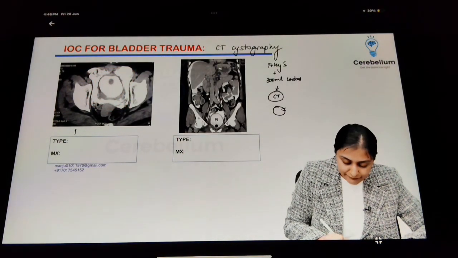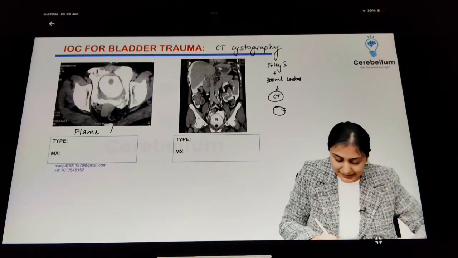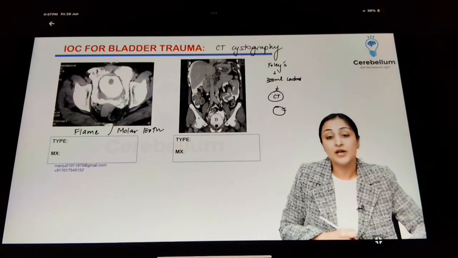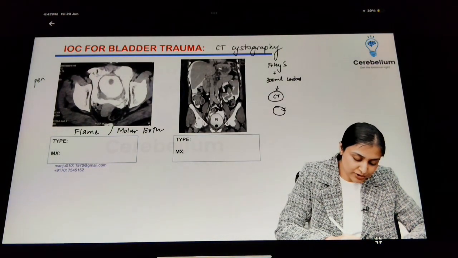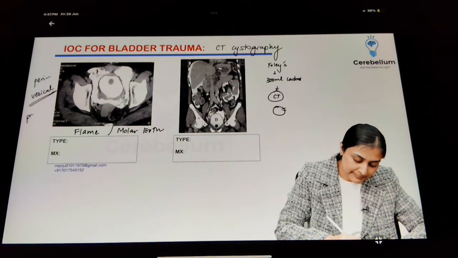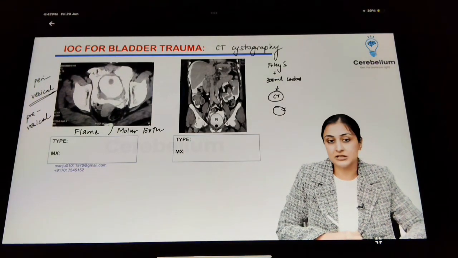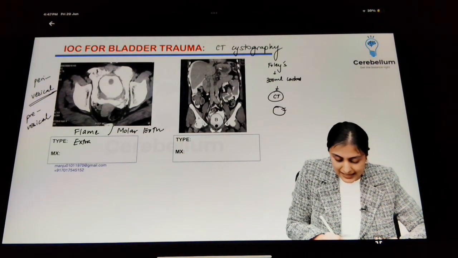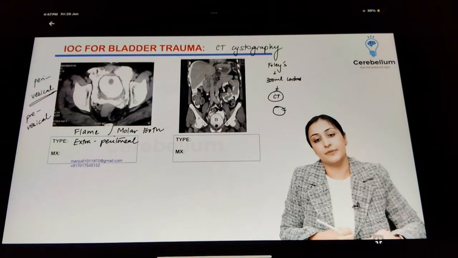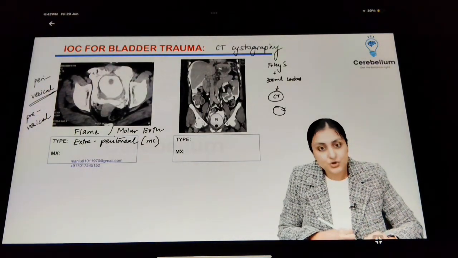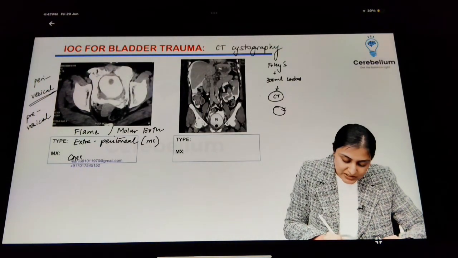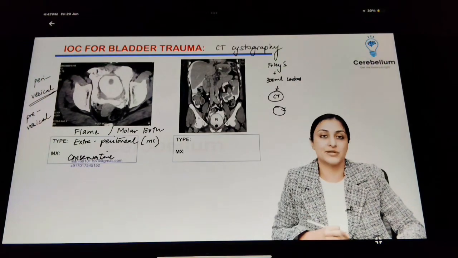When you see this flame sign, like a flame, around the bladder, or some people call it a molar tooth appearance, in short, when you see that the contrast is perivesical or in front of the bladder, prevesical, this type of bladder rupture is what we call extraperitoneal bladder rupture. This is the most common type of bladder rupture, and the management is conservative. You just have to put the patient on Foley's and the patient eventually recovers.